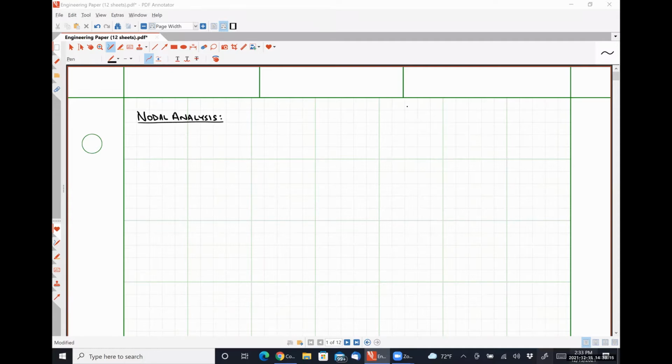So I'm going to present this to you as an algorithm, a series of steps. And if you follow these steps in the order that I tell you to do them, and you apply the analysis correctly, you will get the correct answer every time, okay? So the first step of the nodal analysis technique is to identify nodes.